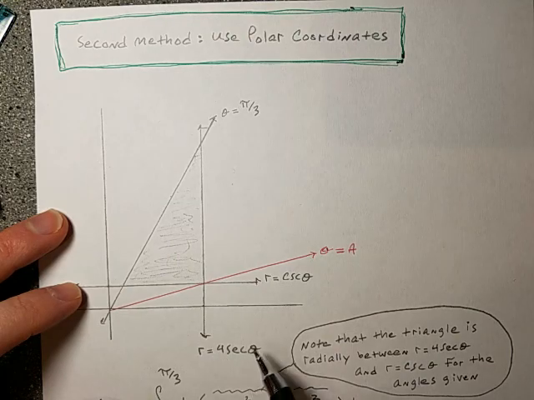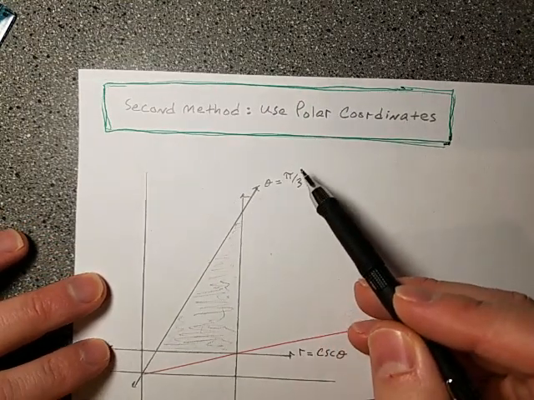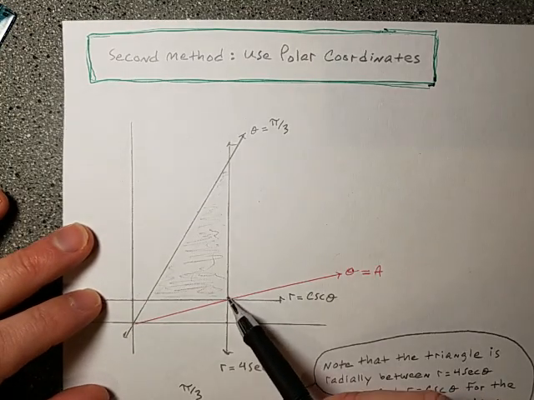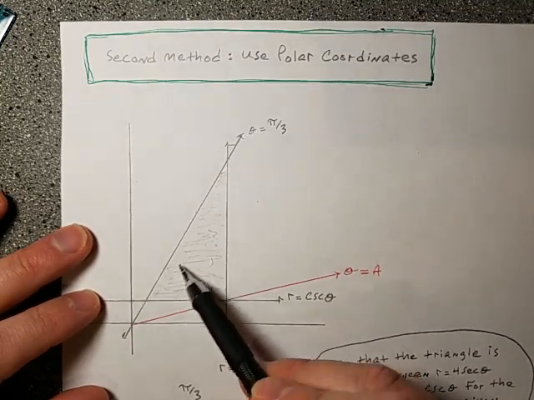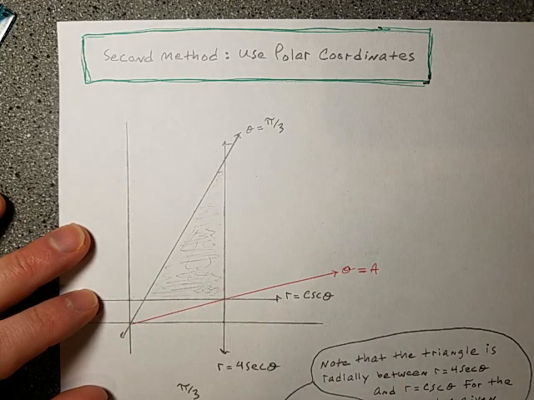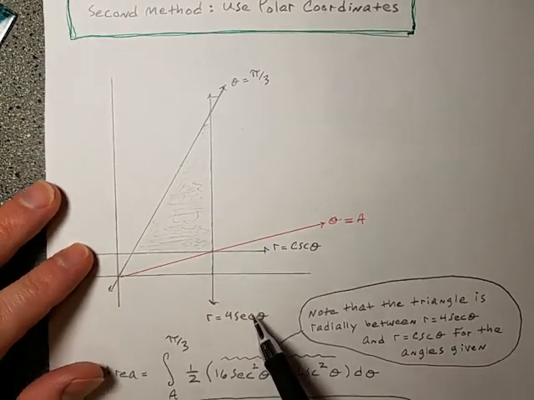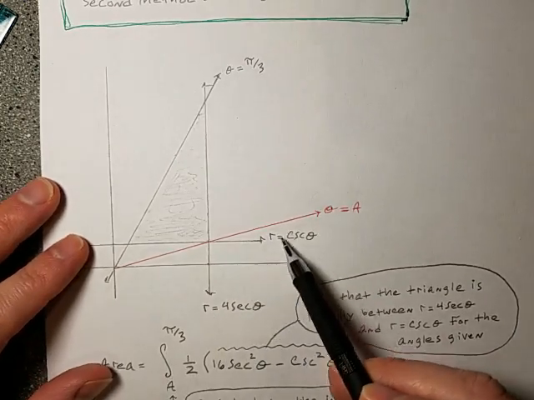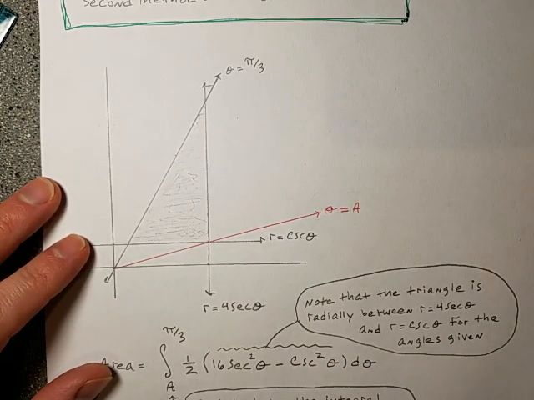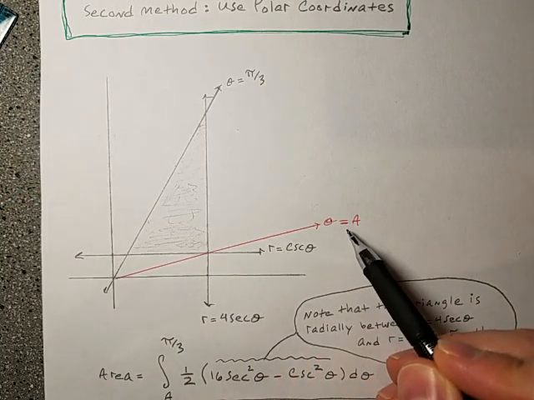R is 4 secant theta, R is cosecant theta. Here theta is pi over 3. And right here where this triangle begins, we want the area of this shaded triangle. That was the original question. There's a point where 4 secant theta and cosecant theta intersect, and I put that in for reference. Let's say that's angle A.